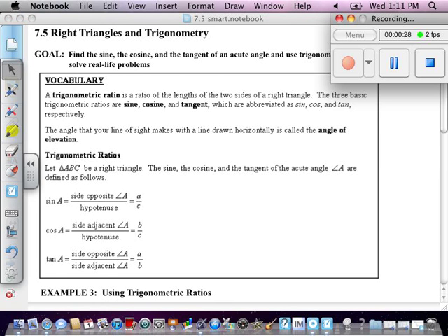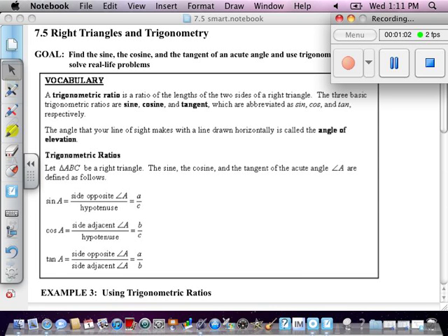A trigonometric ratio is a ratio of the length of two sides of a right triangle. The three basic trigonometric ratios are sine, cosine, and tangent. Remember that whole thing I made you read? They're abbreviated as sin, S-I-N, cos, C-O-S, and tan. The angle that your line of sight makes with a line drawn horizontally is called the angle of elevation. We'll talk about that more.